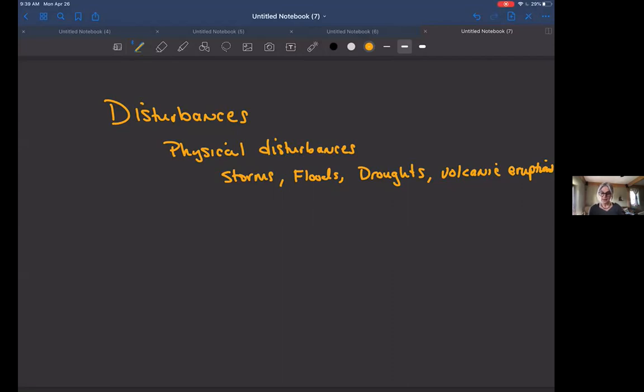So these are some examples, and fires. So that is something you are going to explore, the fires. We can also talk about biological disturbances. So a big one is grazing.